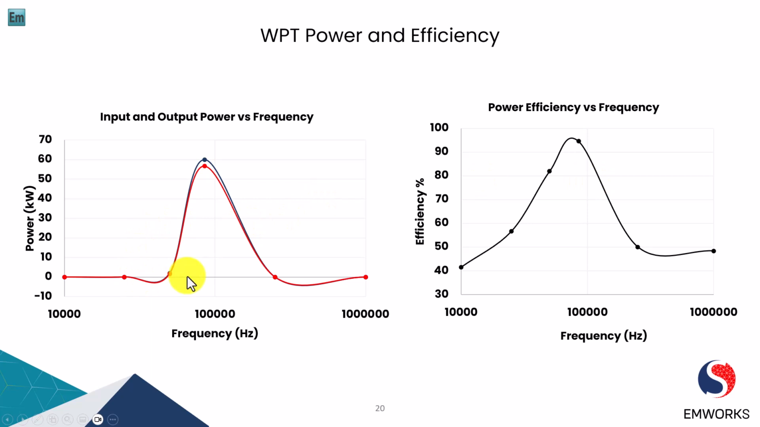This plot can provide insight into the optimal frequency range for efficient power transfer and can be used to optimize our system. As we can see here, the input power is close to 60 kW at 85 kHz, and the output power is around 56 kW.